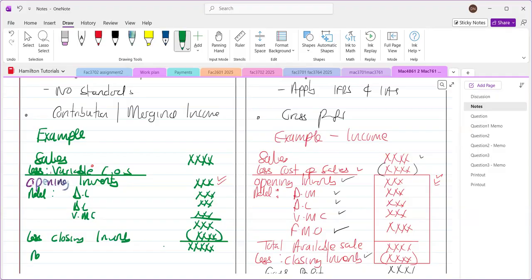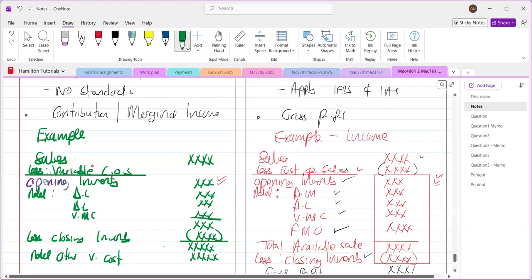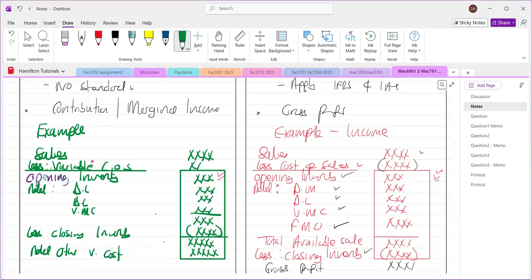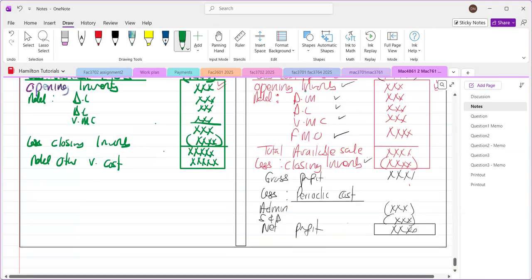Then we say add other variable costs. These are non-manufacturing variable costs. Any variable cost that you incur elsewhere in the factory, you add to the figure that you have there. Then we get our variable cost of sales. So this is going to give us contribution here.